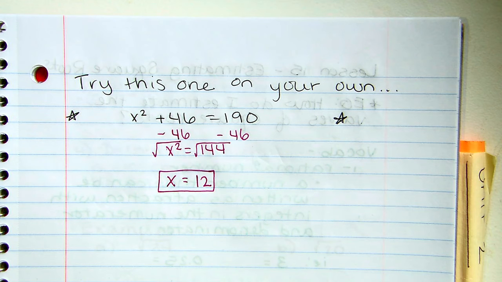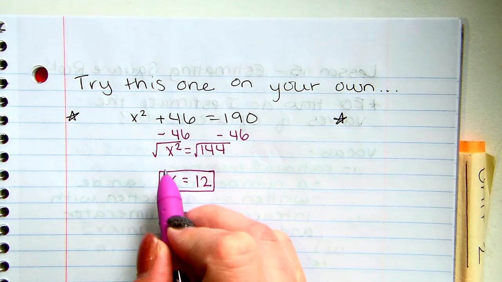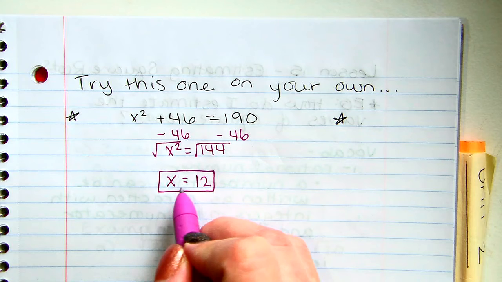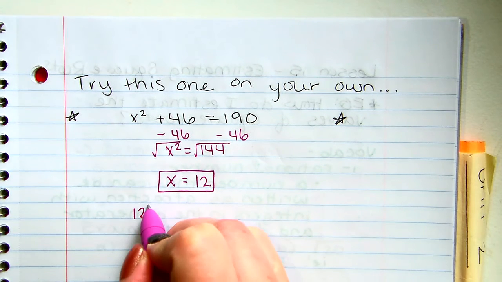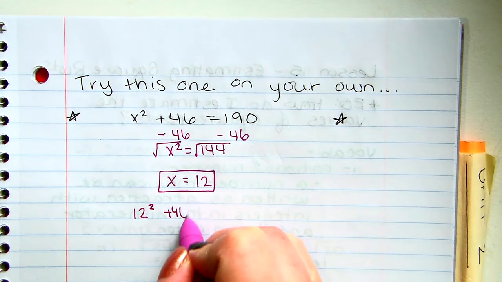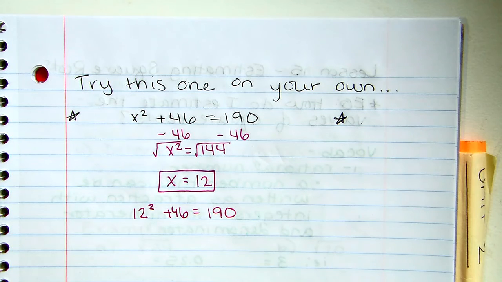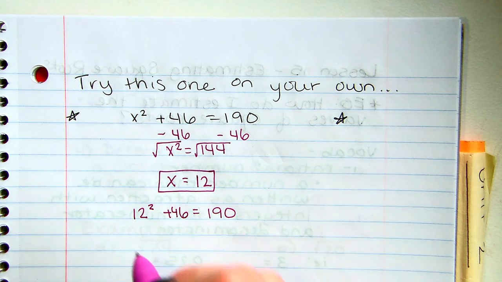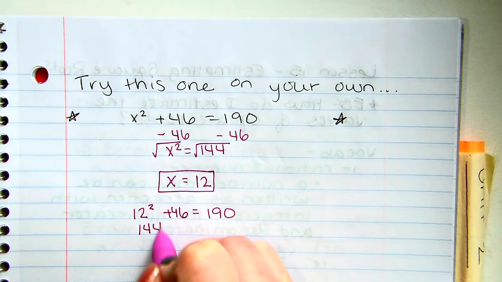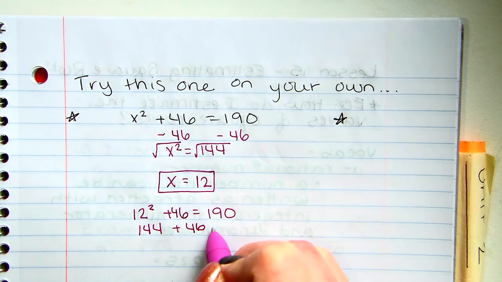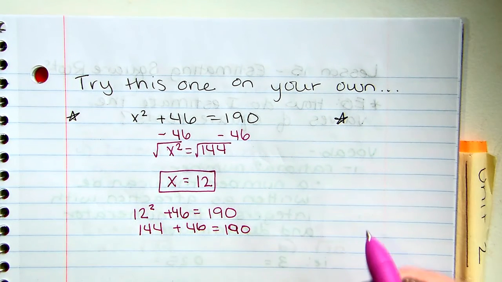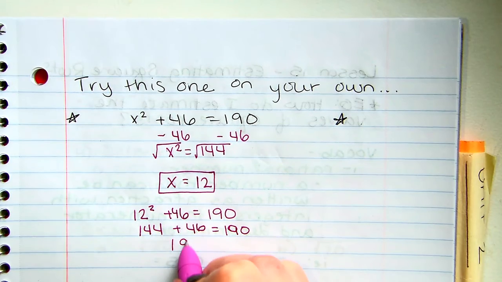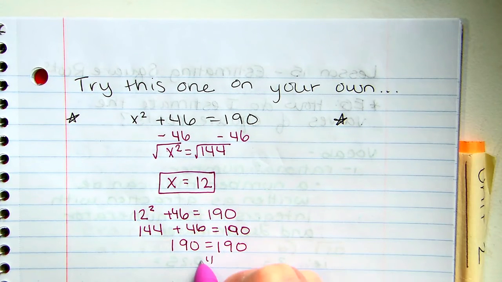Now once again, I'm going to go ahead and check my answer. It's a really good idea for us to go back and do that. So plugging this in, I'm going to go 12 squared because x was 12, so I'm going to put 12 in place of the x. So I'm going to get 12 squared plus 46, and that's going to equal 190. Once again, according to our order of operations, we have to do our exponents first. 12 squared is 144. 144 plus 46 is going to give us 190. So 190 equals 190. Our answers match, and we are happy.